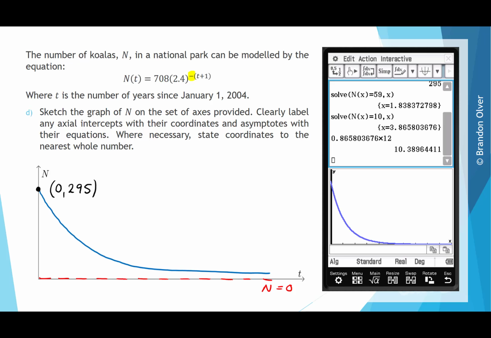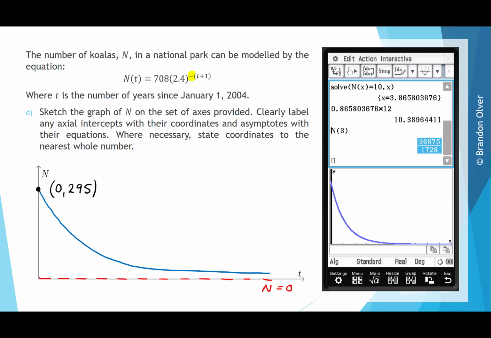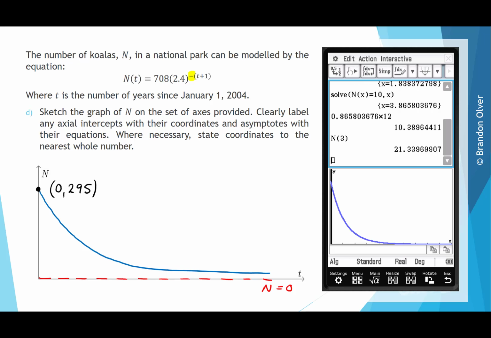And just so we have another coordinate to put on the graph, we can evaluate n of say 3, hitting execute. This tells us that there are approximately 21 koalas left after 3 years. Therefore, I can put this point on the graph. That is, when t is 3, the population in koalas to the whole number is 21. So that is the graph of n of t for this question.